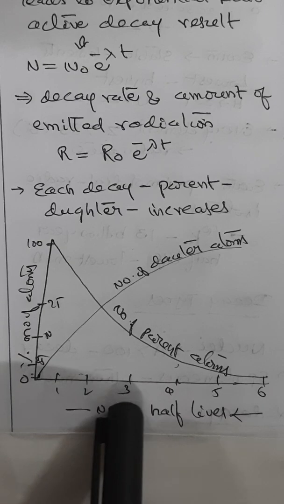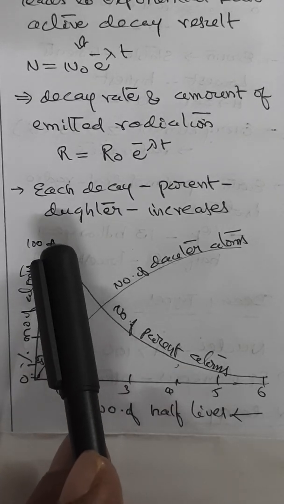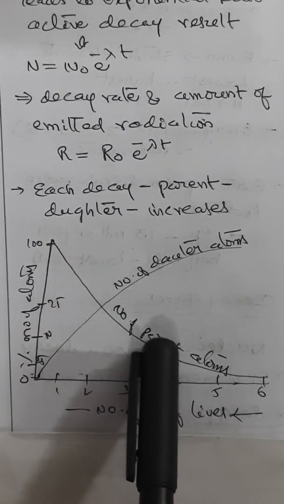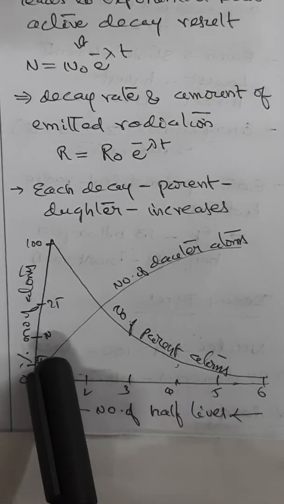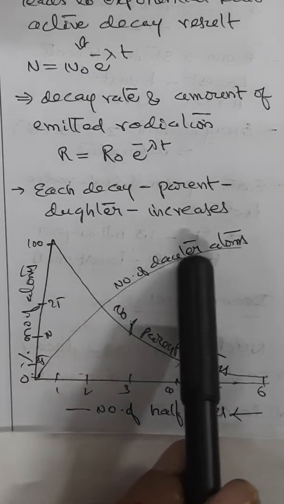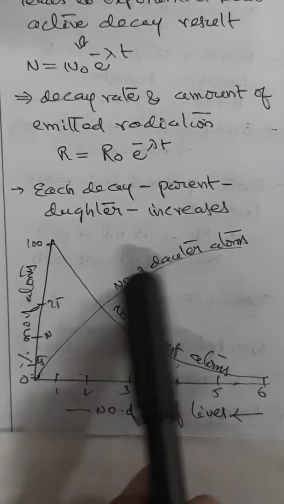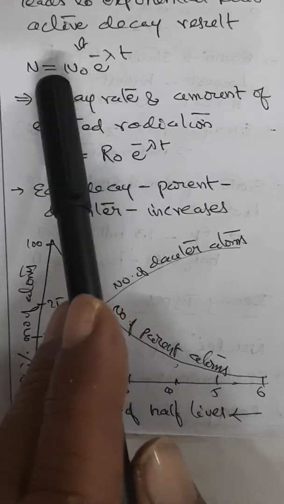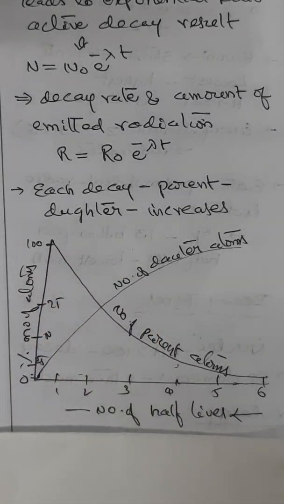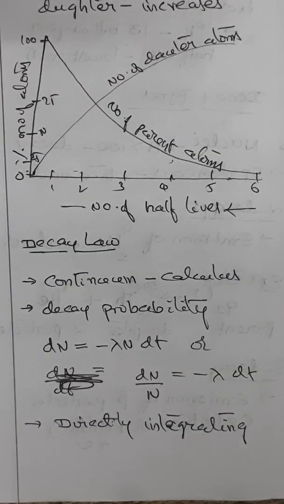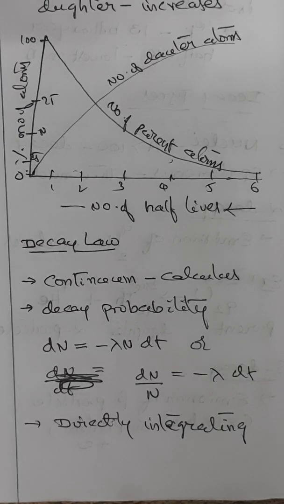So as the number of half-lives increases, naturally the number of parent nuclei decreases. With the decrease of parent nuclei, you can observe the increase of daughter nuclei. From this we can observe how to get this value, which is called the decay law, which we shall try to understand now.